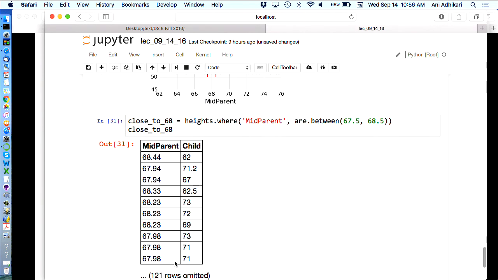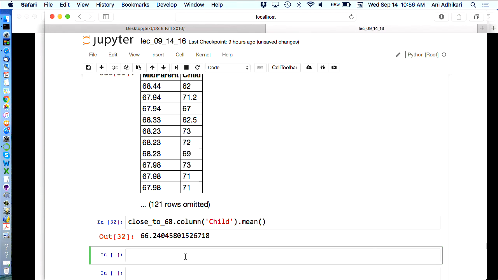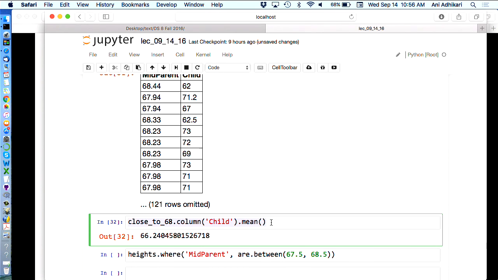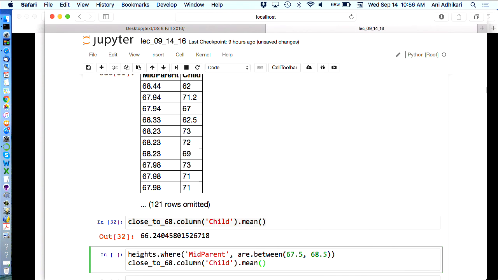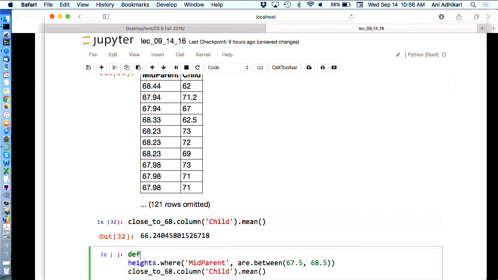What I'm going to do is, here is how I often define functions. Collect the code that is needed. Okay, so now I'm going to start defining a function, and I'm going to call it predict child. And it's going to take a number that is the mid-parent height, and I remind myself that that's what it's going to take.